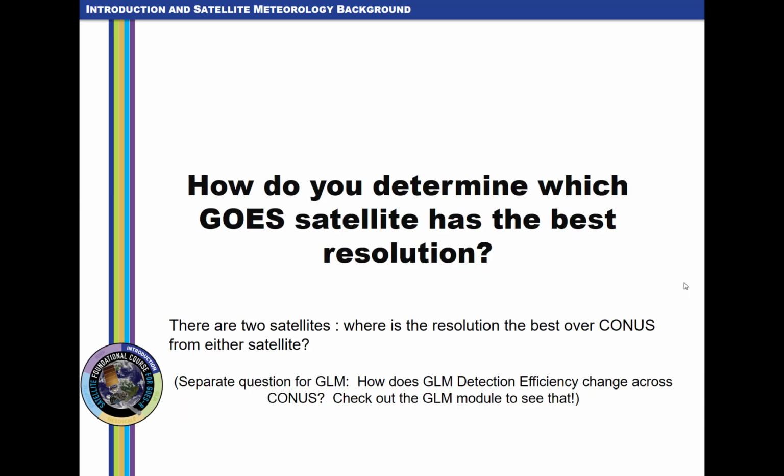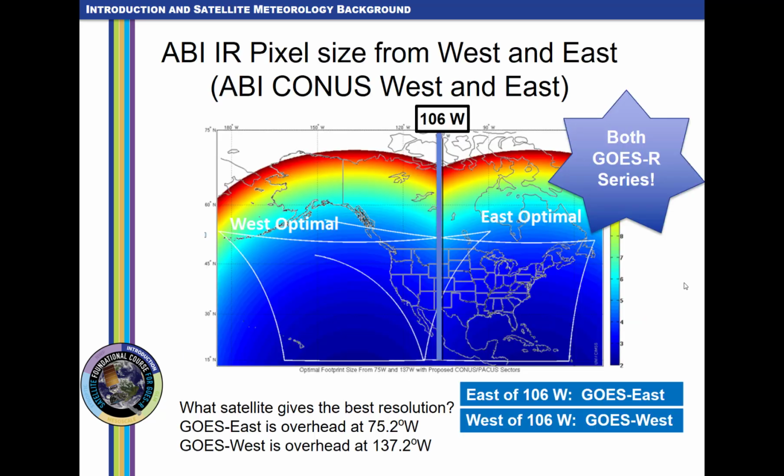Which GOES-R satellite should you use, and which GLM instrument should you use? Let's talk a little bit about that for GOES-R. GOES East and GOES West have resolutions that degrade as you move from the subsatellite point. If you're in the Rockies or High Plains, choose wisely. The resolution is about the same at 106 degrees west. So to the west of that, GOES West has the optimal resolution. To the east, you'd probably want to use GOES East data.